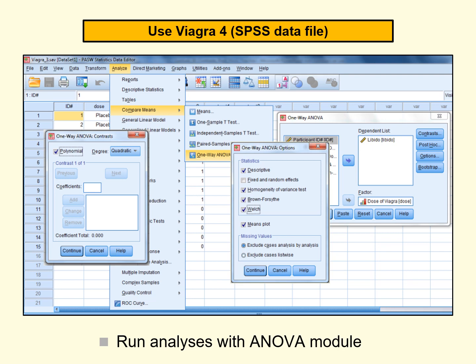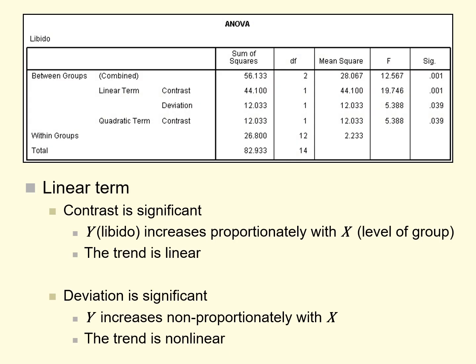Then for options, we can ask for some descriptive statistics and a means plot. There's some other things here: a homogeneity of variance test, Brown-Forsythe, and Welch tests. I'll talk about those a little bit later, but you can click on those if you want. Once you've selected all that, hit continue, hit OK. So here's some of the output we get, and it looks more or less the same as the output that we've seen previously from SPSS.